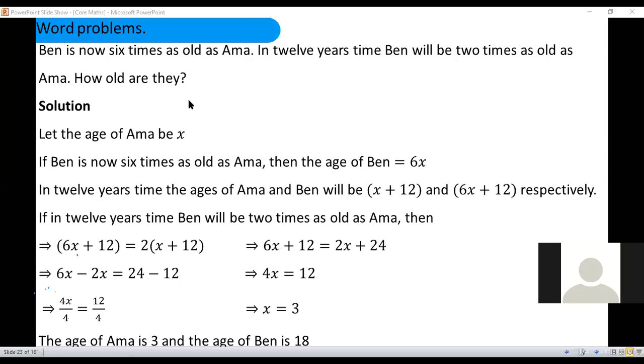Right now, Amma is x years old and Ben is 6x years old. So in 12 years' time, the age of Amma is going to be x plus 12. That is, we add 12 to the age Amma has right now. So that is 12 years to come. Amma is going to be x plus 12. Please, any confusion with that?